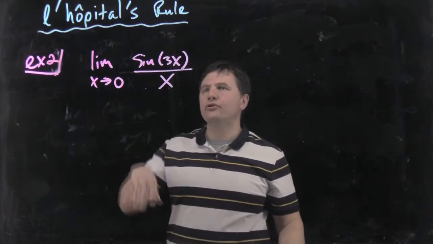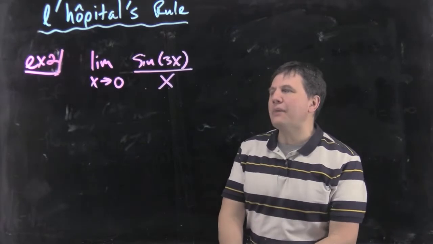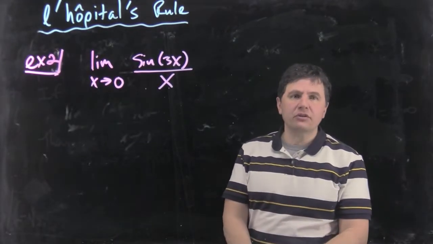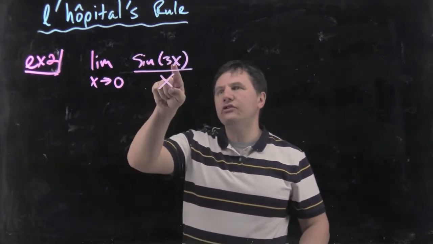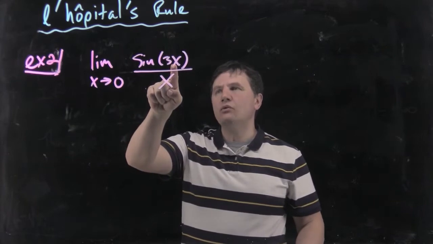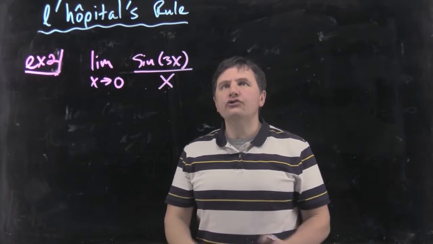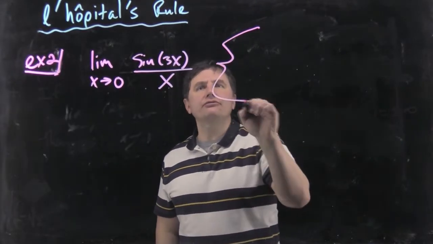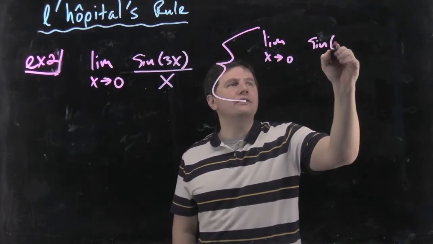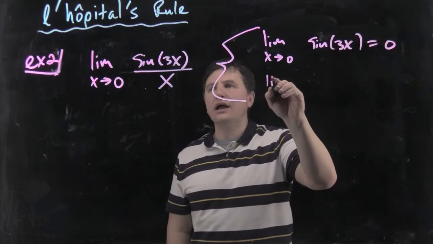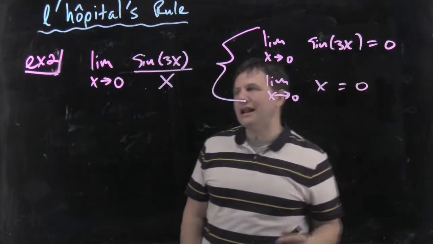Okay, example 2. We still have that form of 0 over 0, but this is not one where I can just remove that by factoring it or something like we saw in the last one. So really our only option here is L'Hopital's. So once again, if I plug 0 into the numerator, sine of 0 will give me 0. If I plug 0 into the denominator, I'm also going to get 0. So we first start off, like I showed you before, we write the limit as x approaches 0 of sine of 3x is equal to 0, and the limit as x approaches 0 of x is equal to 0. So now once we do that, now we can apply L'Hopital's.